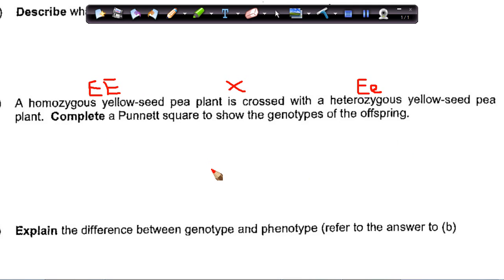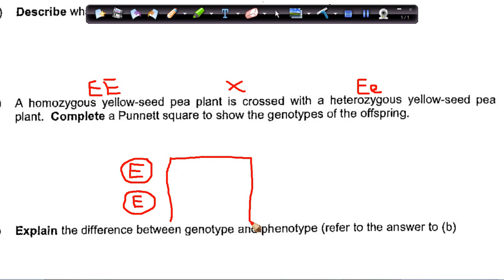So let's do a Punnett square. When we do a Punnett square, we're going to draw the gametes, the sex cells that each of these parents can make. So the first one, let's assume that's the female, can make an egg cell that has a capital E in it, or an egg cell that has the other capital E in it. So those are the only two possibilities. This person can only pass on a capital E to their kids.